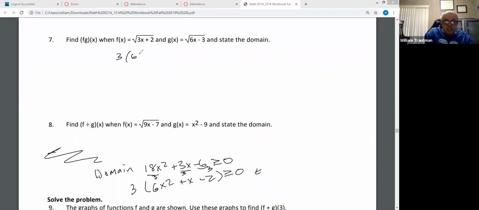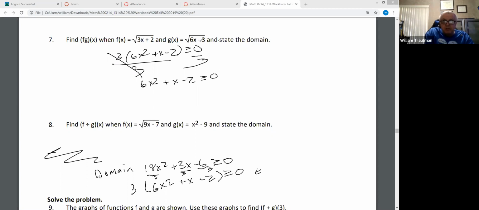3 times 6x squared plus x minus 2 is greater than or equal to 0. If I divide both sides by 3, that 3 just goes away. 6x squared plus x minus 2 is greater than or equal to 0. Do you see 0 divided by 3 is 0? We have to try to factor this.